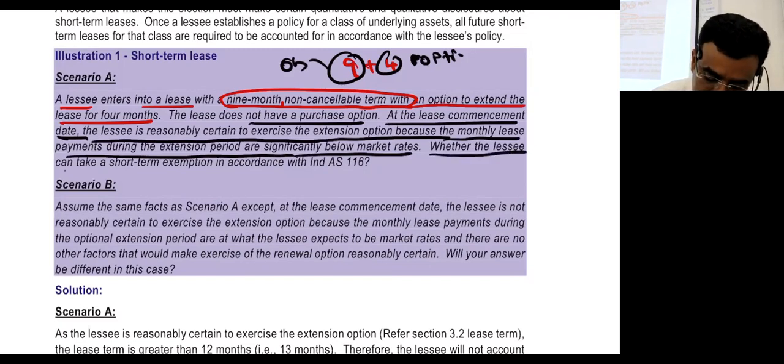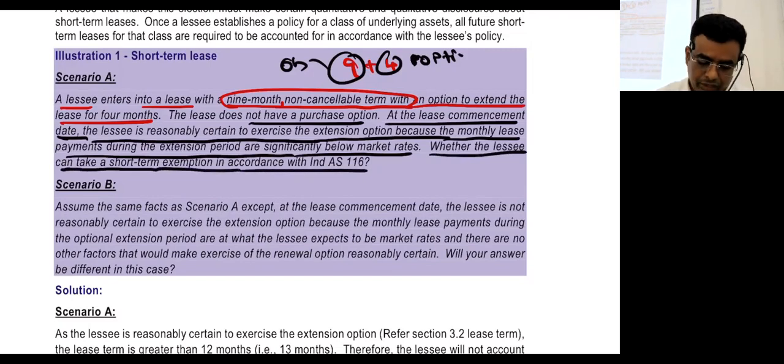Whether the lessee can take short-term exemption. Okay.